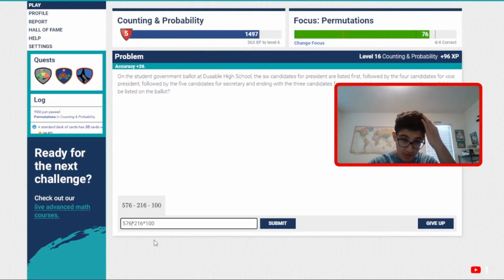And then we have to multiply those. I don't really want to do it. Let me try it and see if they accept this. Actually, no, let's not. I think they'll just give a 0 for that. So 576 and 216. We're multiplying these. So this is the way to do it.